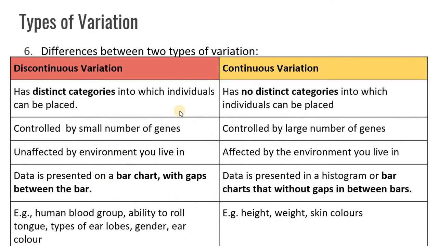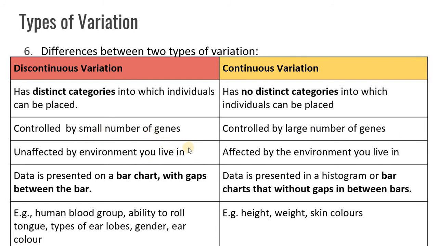So here are some differences between the two types of variation. Discontinuous variation has distinct categories into which individuals can be placed, whereas continuous variation does not have distinct categories into which individuals can be placed. Another difference is that discontinuous variation is controlled by a small number of genes, whereas continuous variation is controlled by a large number of genes.